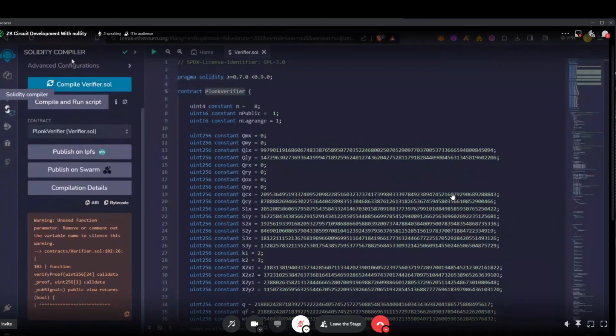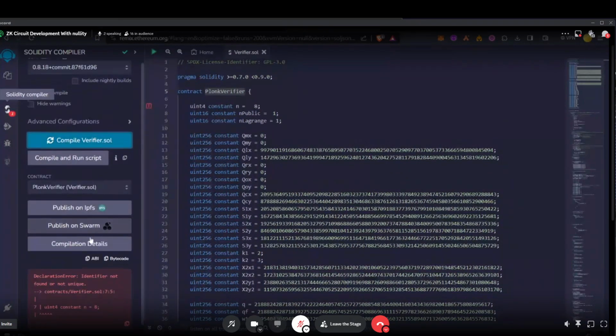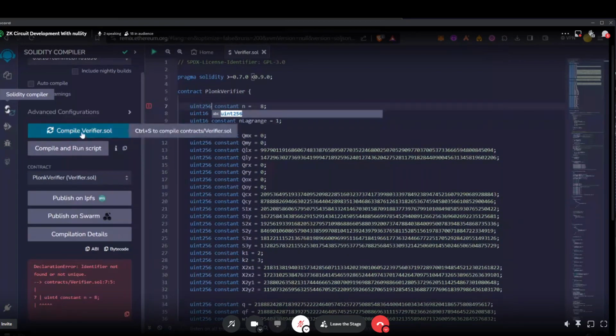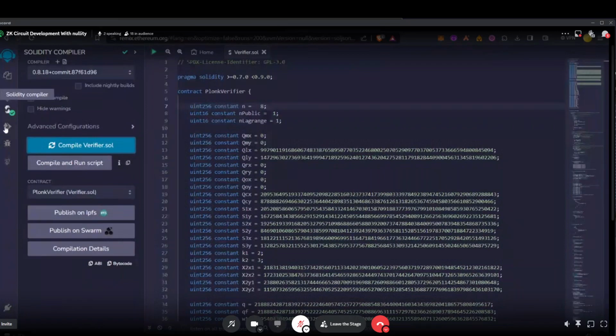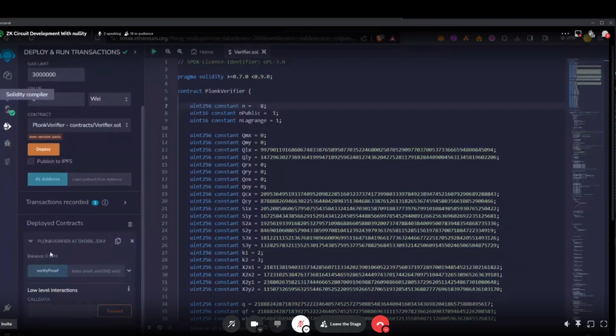You could just compile it. Okay, there's some issue. Identifier not found or not unique. What is this issue? Let's just change it to 256. Just deployed that contract, and we have a function over here called verifyProof.